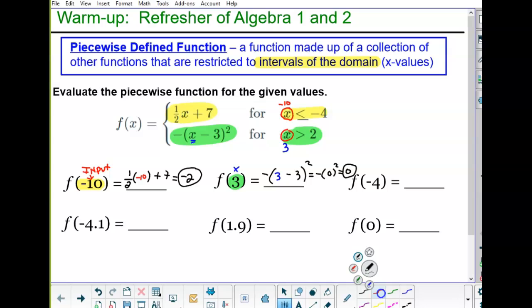And then we get to f of -4. Well, the reason why we can do this for this one right here is because of the equal to sign. If I didn't have that equal to sign, I wouldn't be able to solve this part. But -4 is less than or equal to -4. So I'm going to plug in -4 into that first piece and simplify. Half of -4 is -2. -2 plus 7 is a positive 5.